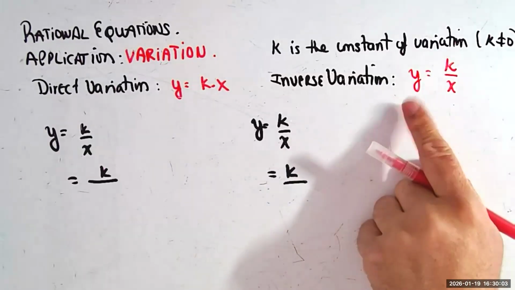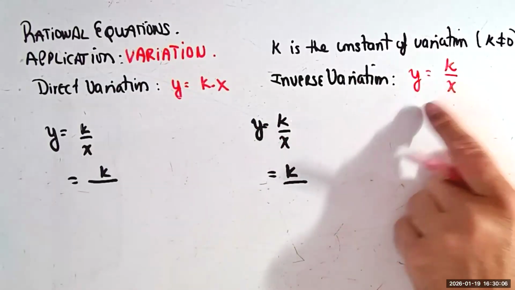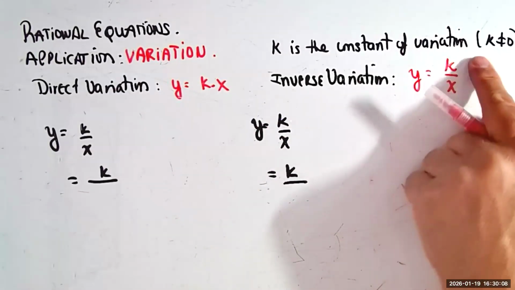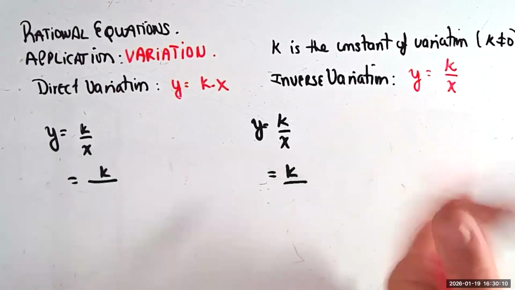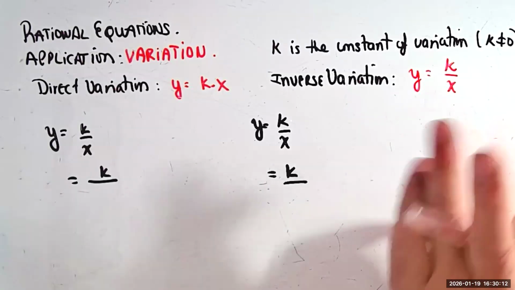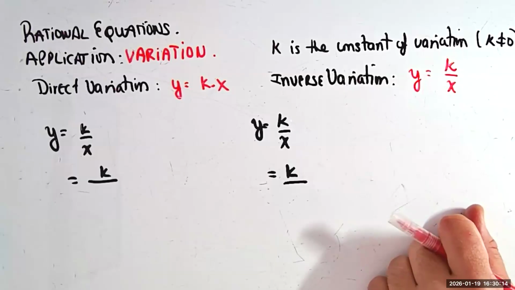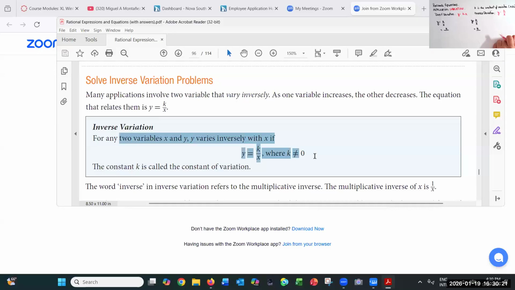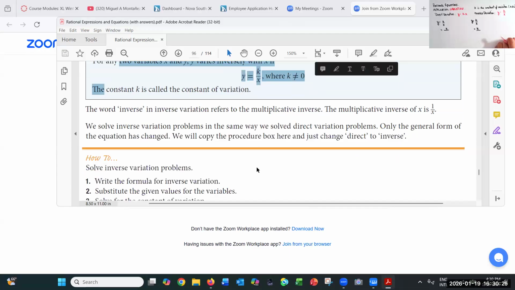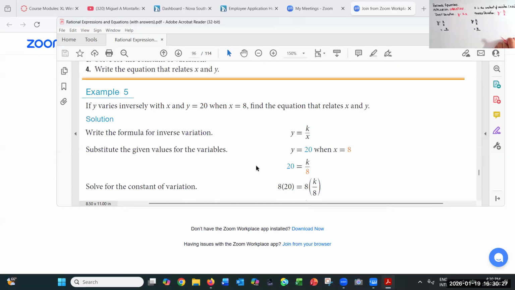Let's talk now about inverse variation. Same concept, except now the formula is Y equals K over X. Not times, but division. So let's try 2 examples. Okay, so this is the definition, obviously. K over X. So let's do 2 examples.